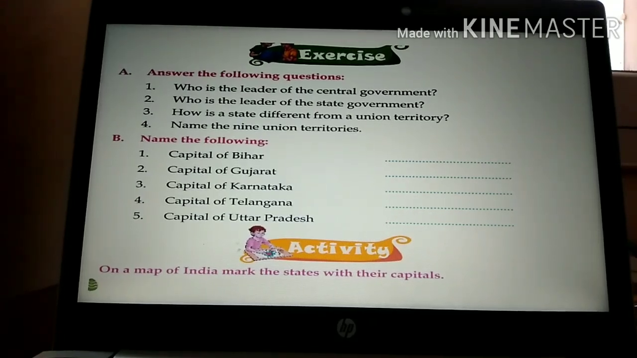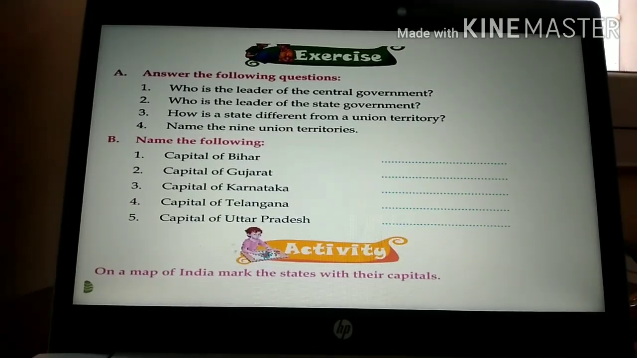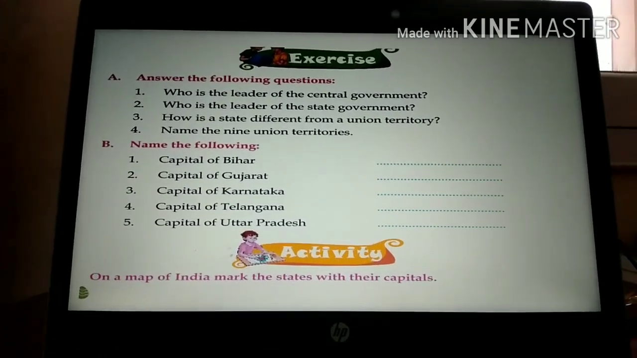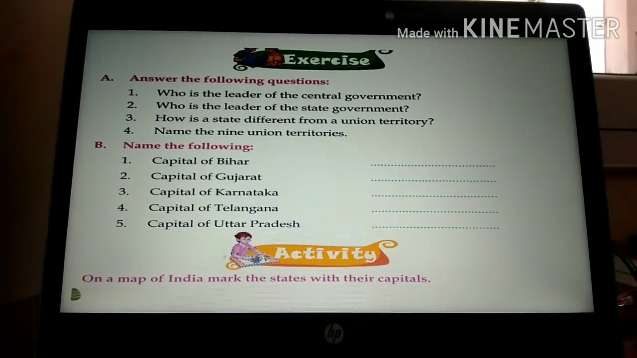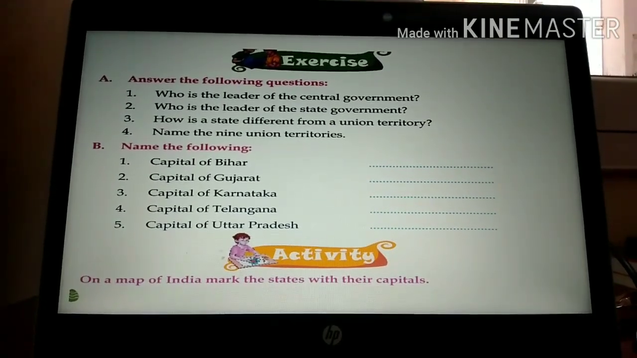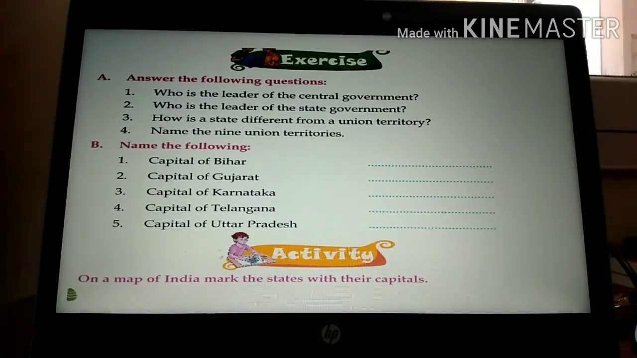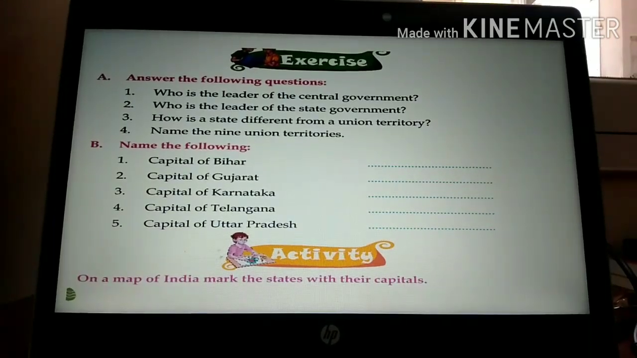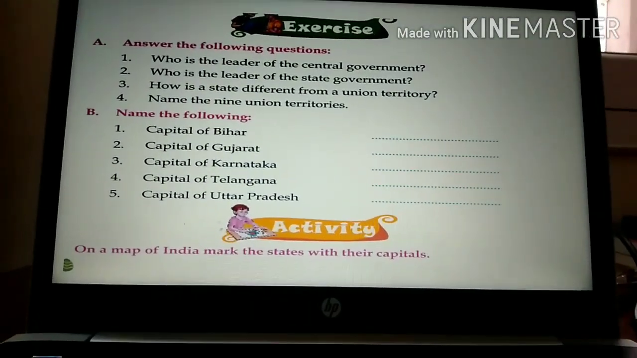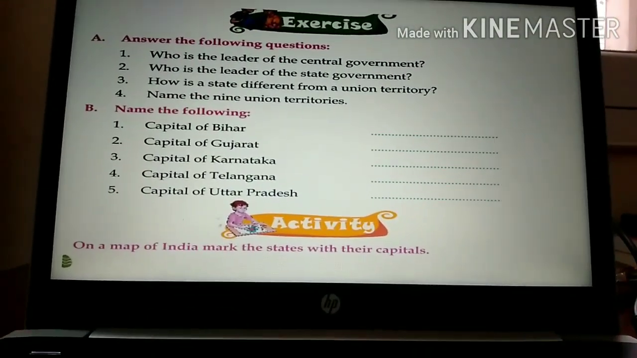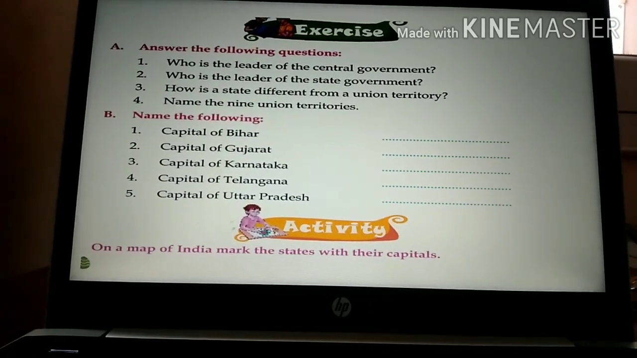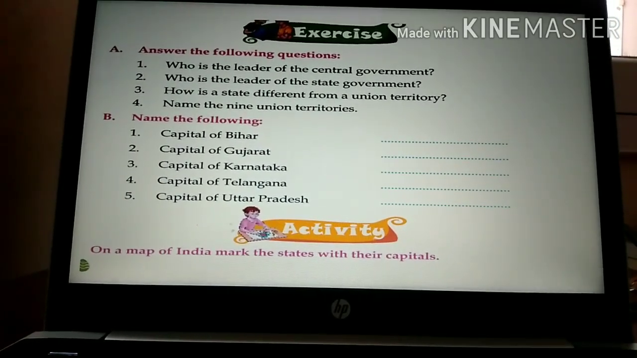Who is the leader of the central government? The Prime Minister is the leader of the central government. Then who is the leader of the state government? The Chief Minister is the leader of the state government. Now, next question is, how is a state different from a union territory? We discussed states as well as union territories. Now, we have to tell what is the difference between a state and a union territory.